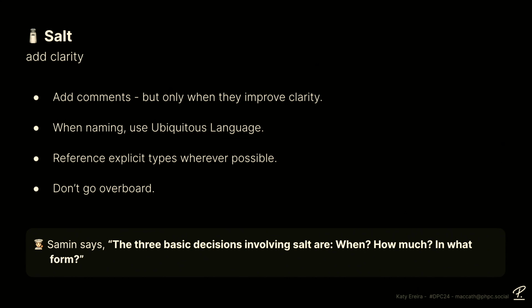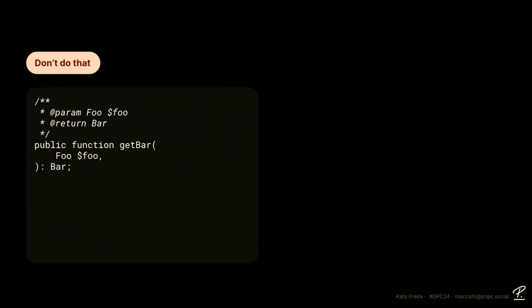So to illustrate some examples of the kind of things that I mean, is when you have something like this. And it looks okay, but this information is duplicated, right? Because we already know what the parameter is, and we already know what the return value is going to be, what the return type is.